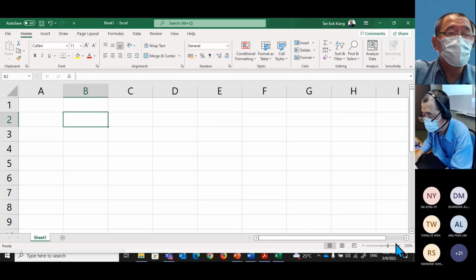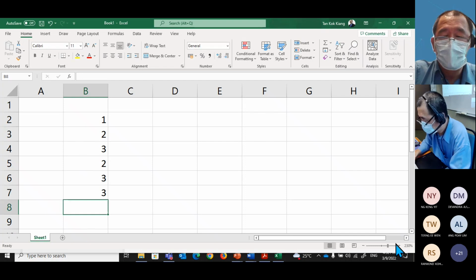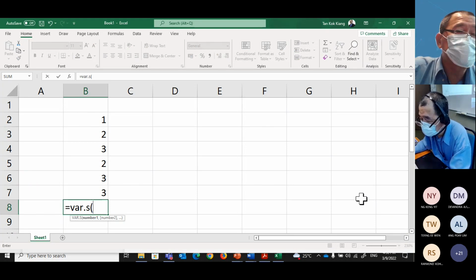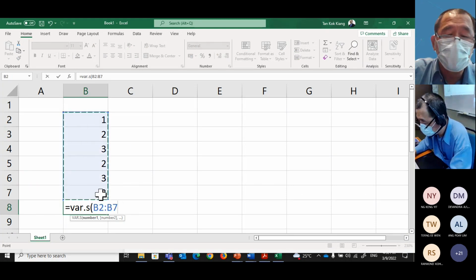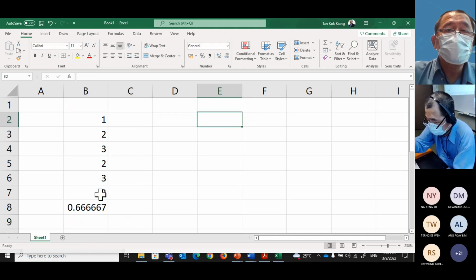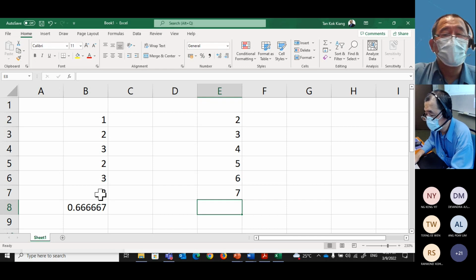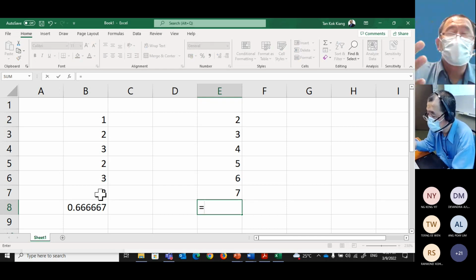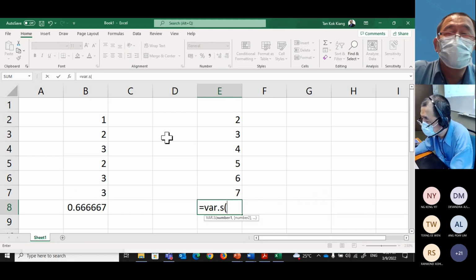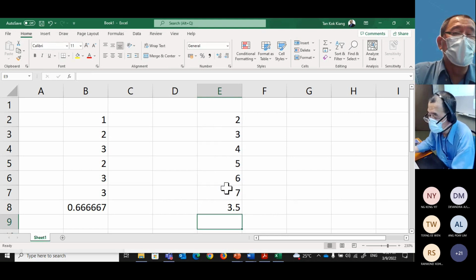So now let's say an example like this: 1, 2, 3, 2, 3. Therefore, the variance will be small. This is the formula, the function to compute the variance of the sample, and it will be small. But let's say including 2, 3, 4, 5, 6, like this. Therefore, the variance will be large. Can you see? 3.5. Therefore, not proper.